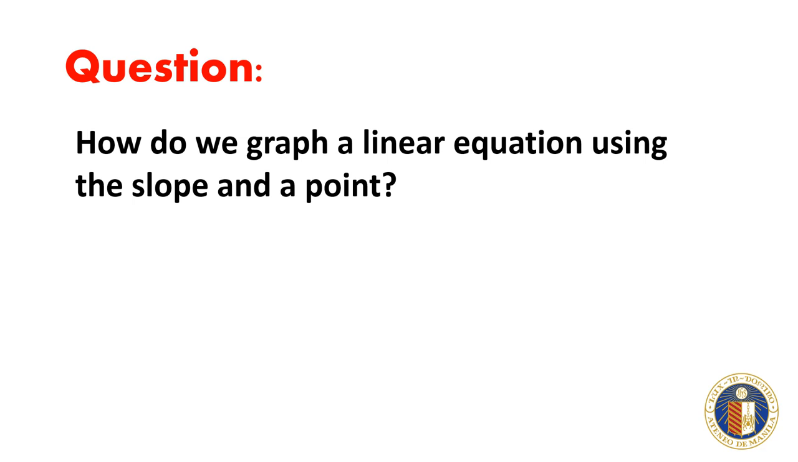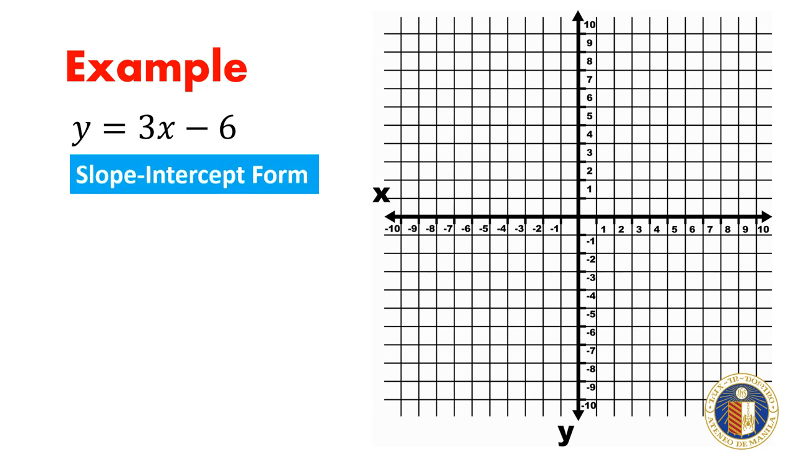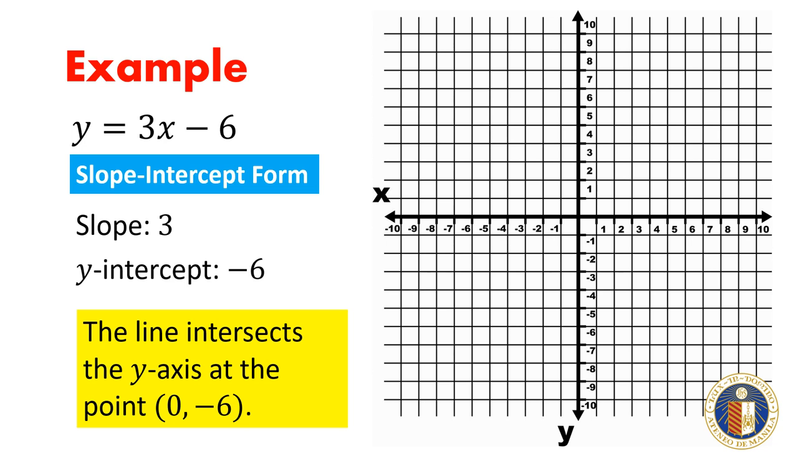How do we graph a linear equation using the slope and a point? Let us again consider y equals 3x minus 6. Since the equation is already in slope-intercept form, we can easily determine the slope, which is 3, and the y-intercept, which is negative 6. Again, recall that the y-intercept is the y-coordinate of a point where a line intersects the y-axis. This implies the line intersects the y-axis at the point 0, negative 6.